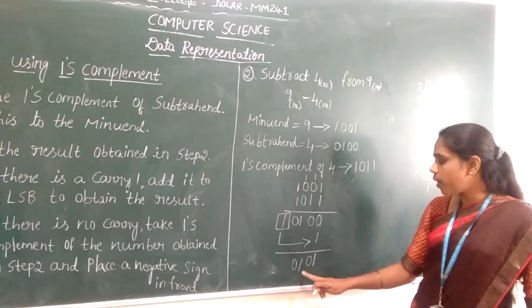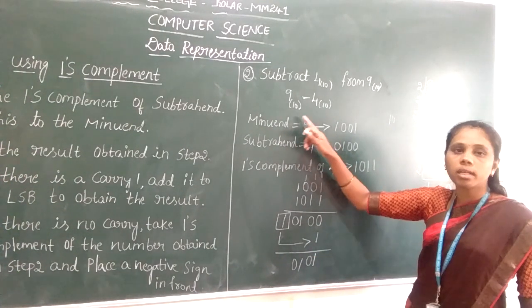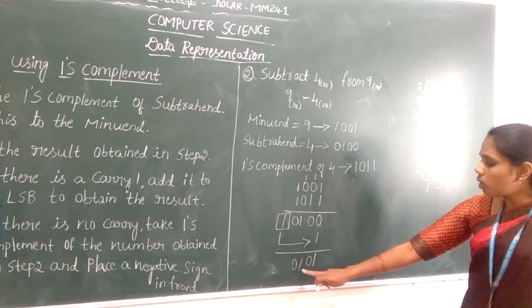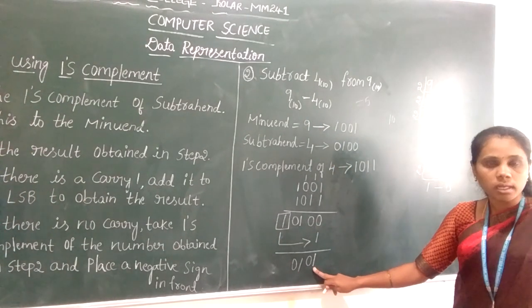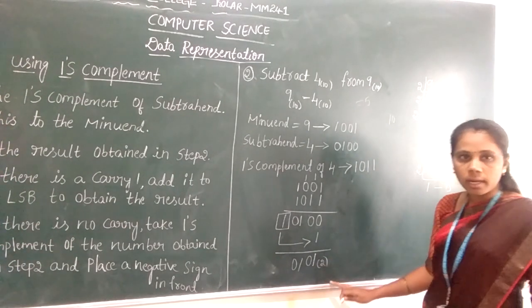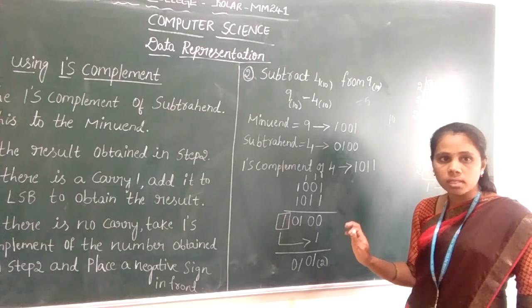Now we got the final result, that is, after subtracting 9 minus 4, the result we got is 5. So now this 0101 is the binary equivalent value for 5. So now this is the end of the result. I will explain once again.